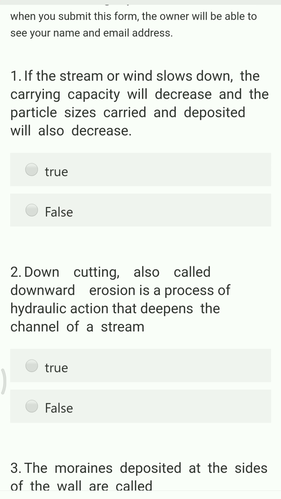Definitely if the velocity of the stream is going to decrease or it is going to slow down, then definitely the energy which the stream has is going to decrease. If the energy is less, then definitely the carrying capacity will be less. But the deposition process is going to increase. If the carrying capacity is going to be decreased, then what will happen? The stream is going to start depositing at those places. So this is false.